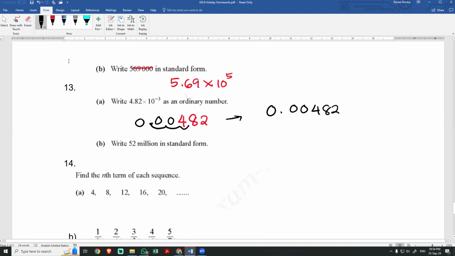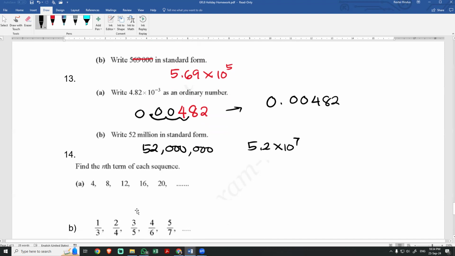Next question, write 52 million in standard form. Million means we have 6 zeros, right? So if you write that one normally, it's going to be like this: 1, 2, 3, 1, 2, 3. Since this is 6 plus 1, it's going to be 5.2 x 10 to the power of 7. It should be 7 because of the digits after the 5 and 2 you have there.